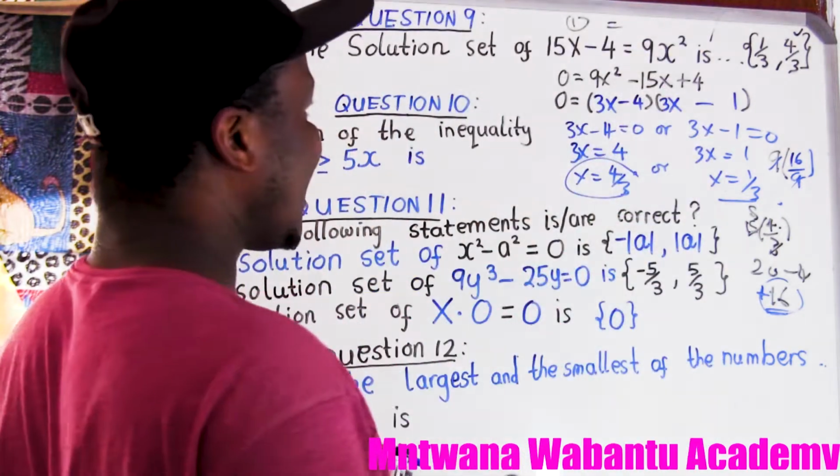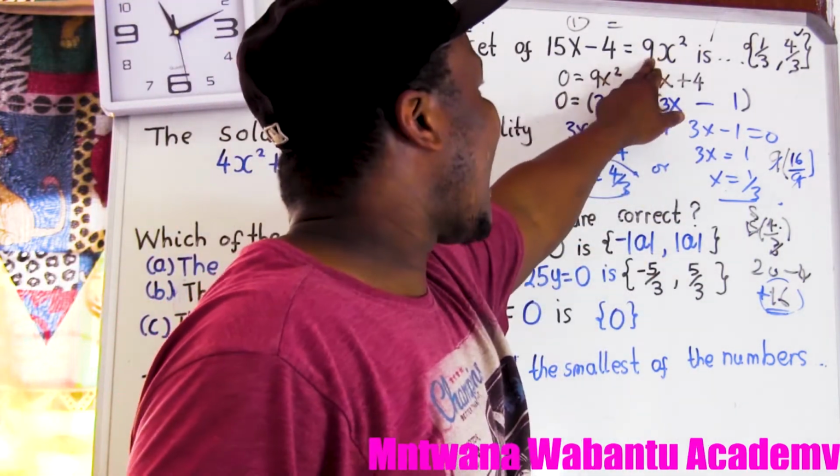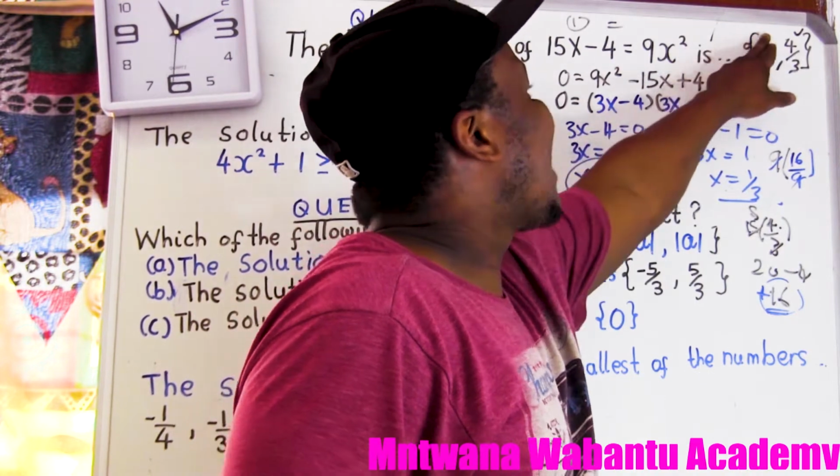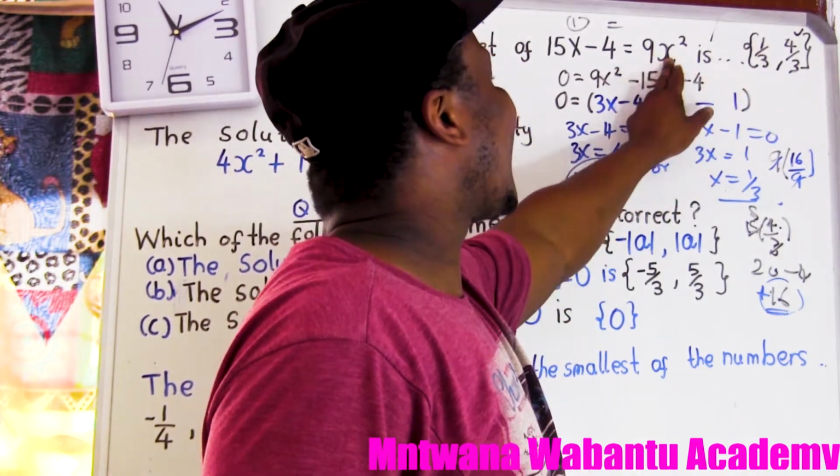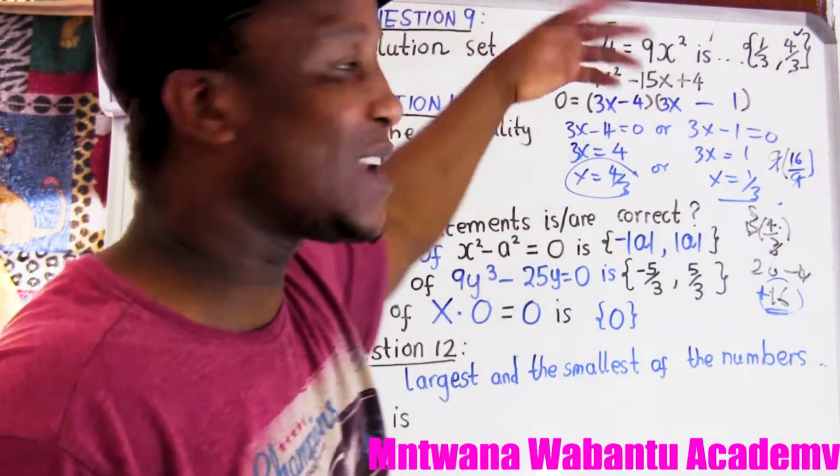Now we want to see the right hand side. The right hand side is going to be 9 times 1 over 3. 1 squared is equal to 1, and 3 squared is equal to 9. So 9 times 1 over 9 is equal to 1. Left hand side is equal to right hand side.